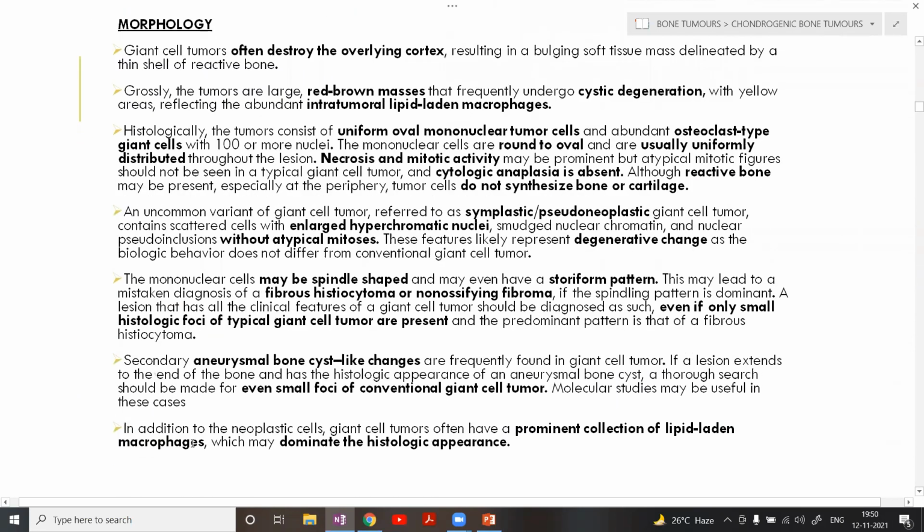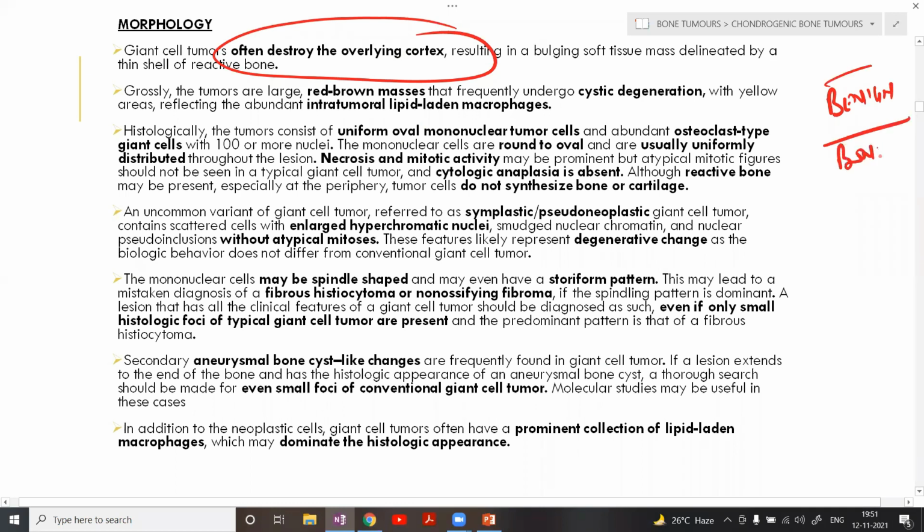Yes. Now I will come to the morphological or the gross image. Now, very importantly, as I told you, because there is excessive activity of the osteoclast, there is a destruction of the cortex. Okay, there's a destruction of the cortex. And as I told you in the first lecture, any benign bone tumor is going to incite a reactive bone formation.